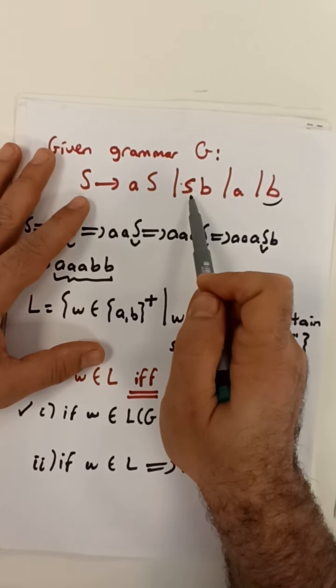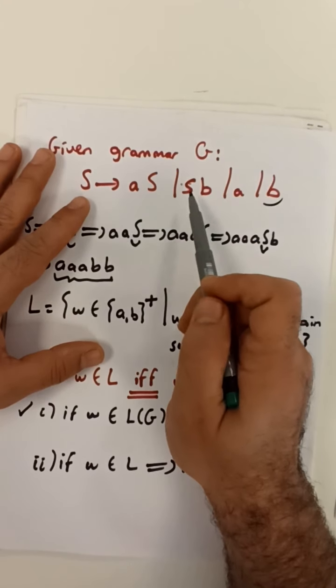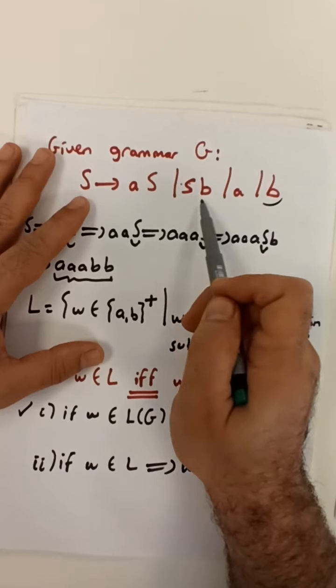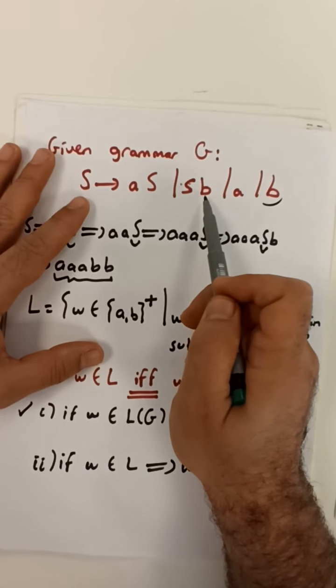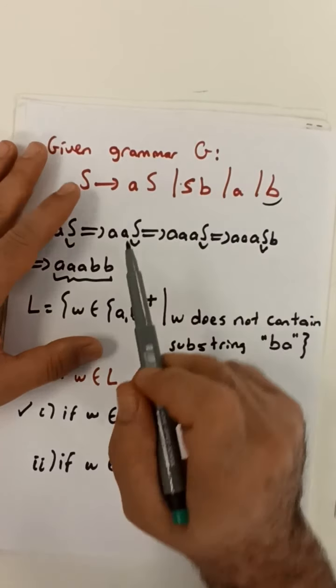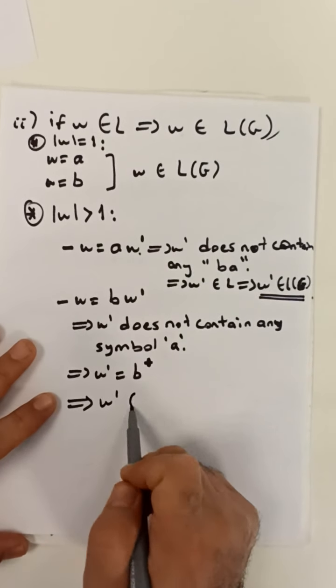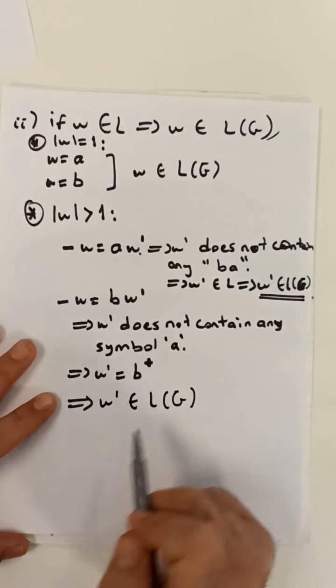For two B's, I can use this rule, S to SB, and then extend this S with a B, and I will have two B's. For three B's, again, I can do three derivations of this rule. For four B's, I can do four derivations of this rule, and so on. So this implies that this W prime can be generated by our grammar G.